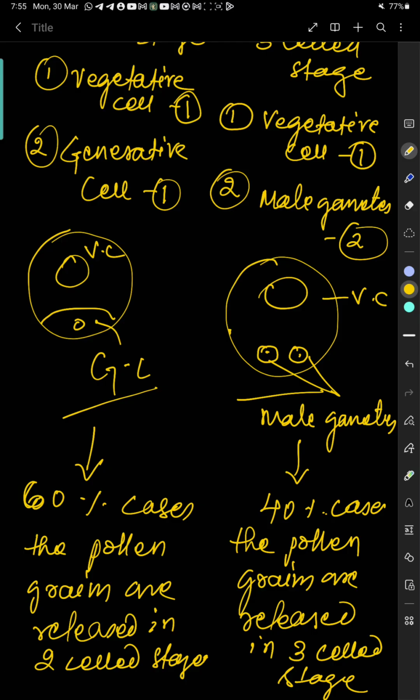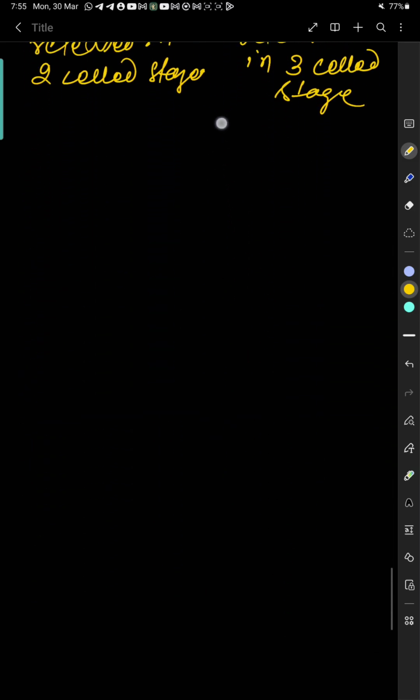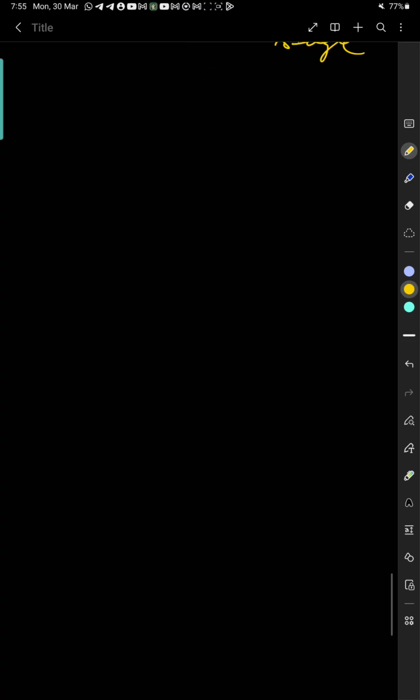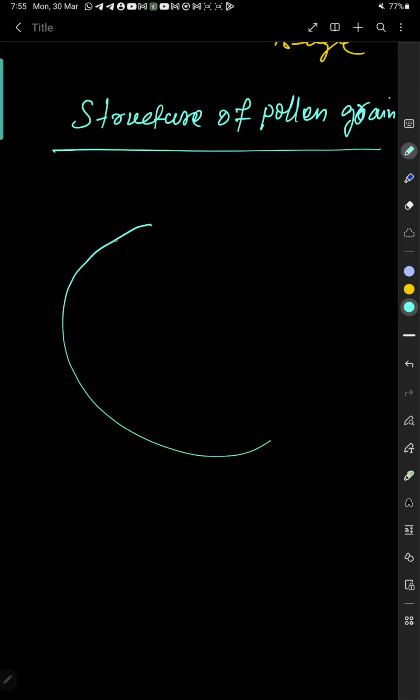Now let us discuss the structure of a pollen grain. Each pollen grain has this structure. All of you draw this diagram. Draw a big diagram.